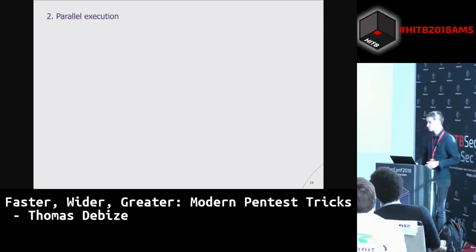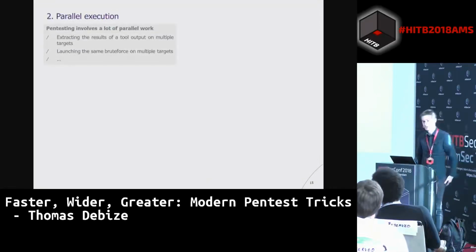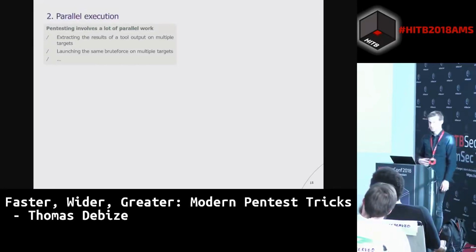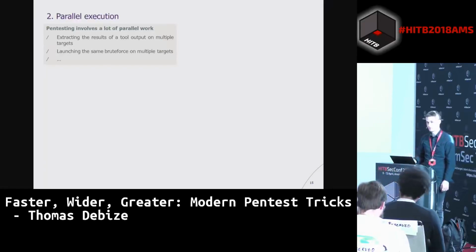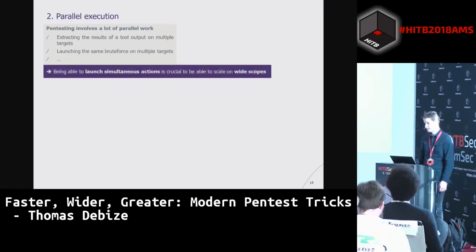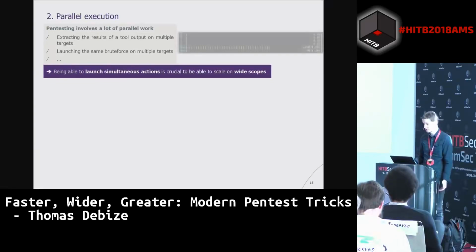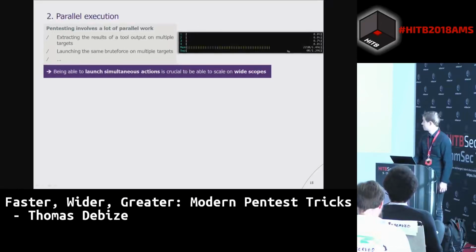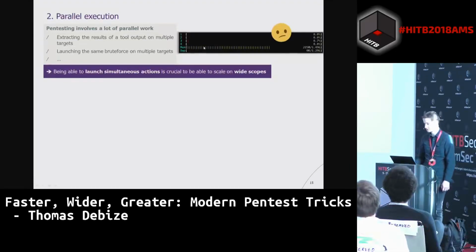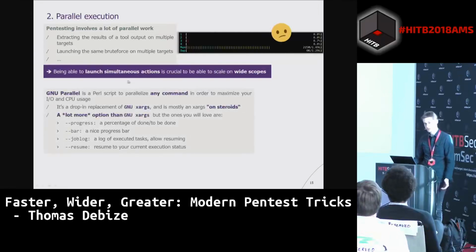Then the second trick I mostly use is parallel execution. In our work, again, a lot of our task is to extract the results and apply the same processing to a list of targets, launching a brute force on multiple targets with wfuzz and whatever for URL enumeration. Being able to launch different actions simultaneously is really crucial to cover a large scope. Again, here is your htop. When you have this, you're not really happy because your computer is not doing anything interesting and you don't maximize the usage. With GNU Parallel, you have a lot of possibilities.